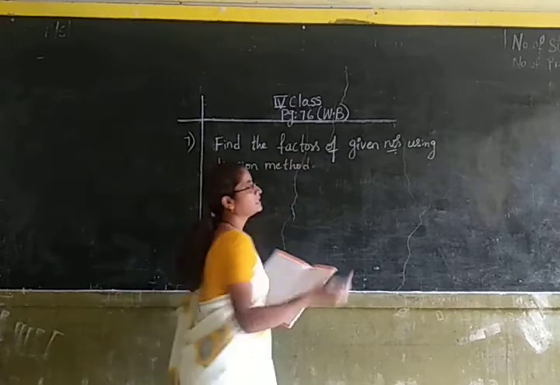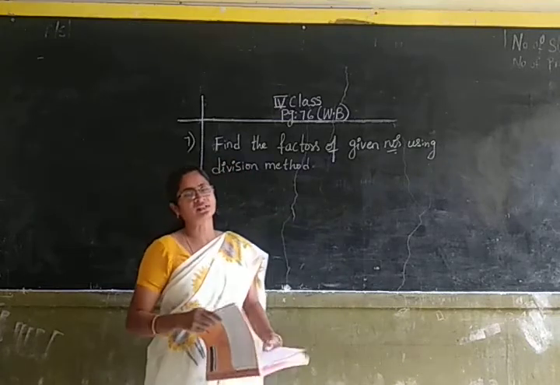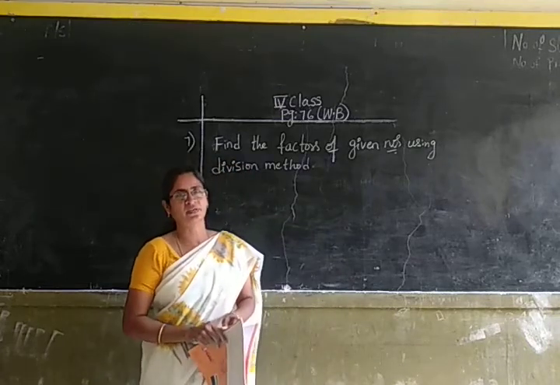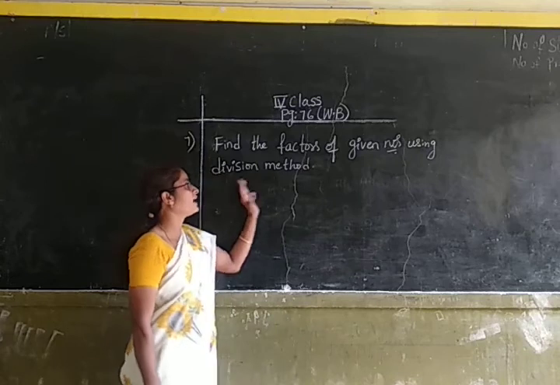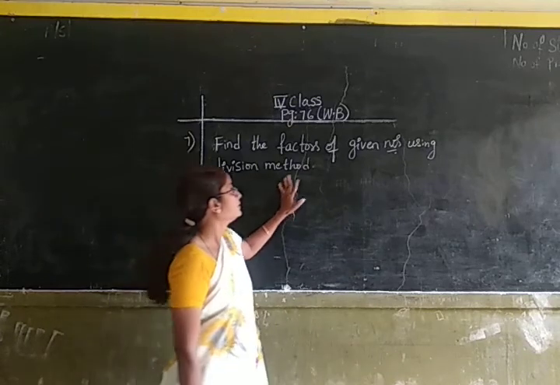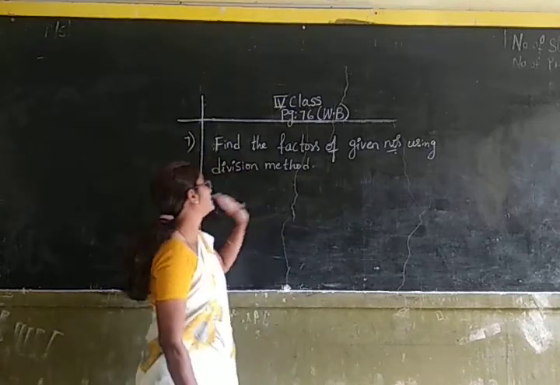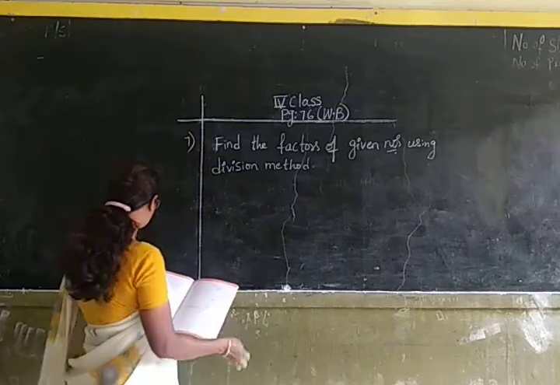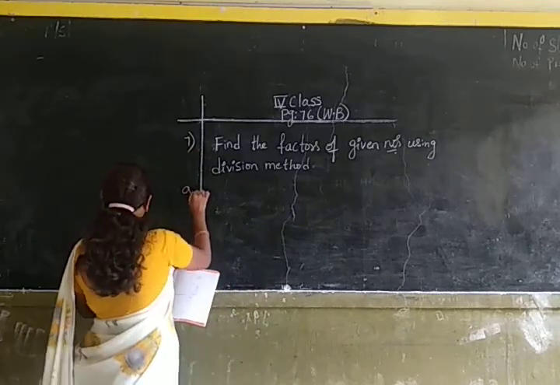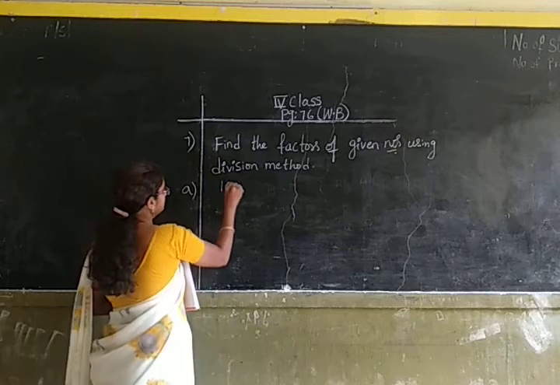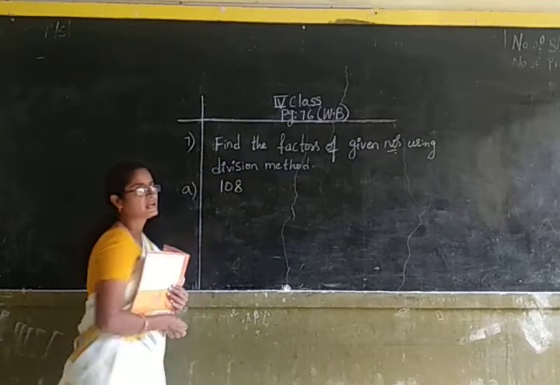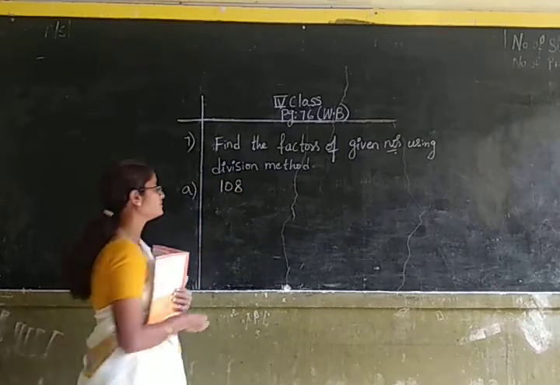Okay children, in the last class we found the factors of the given numbers using multiplication method. Now let us find out the factors of given numbers using division method. So the first number is 108. Let us write down the factors of 108 using division method.